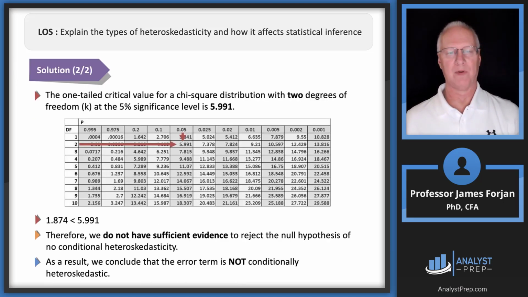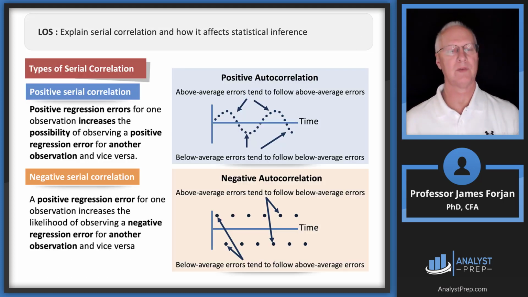So we have 5%, and then we're going to come down to degrees of freedom, which in the chi-square distribution is K, the number of independent variables. What were they? Inflation and real interest rates. So that's 2. So you go over and you get, what is that, about 6, right? So what are we saying? We're saying, hey, we are failing to reject the null hypothesis that we do not have conditional heteroscedasticity.